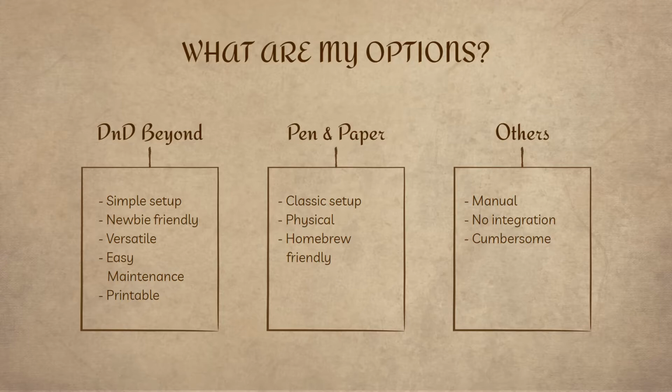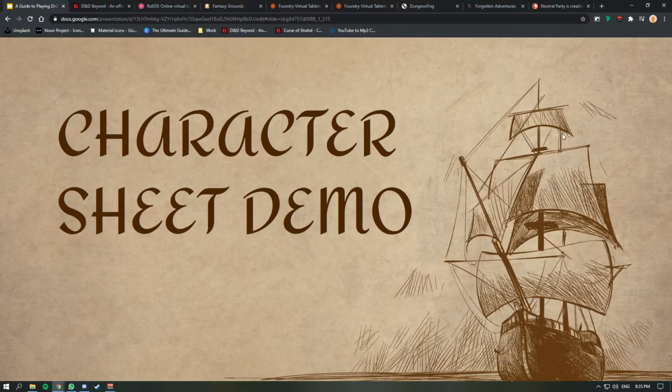And okay, we'll talk about pen and paper a little bit. This is the classic setup. It is physical. It is, however, homebrew friendly. What I mean by that is, if you have some homebrew rules, where maybe you have some special items in your adventure, or just some special rules that you have, it's easy to just jot down notes compared to using an existing platform. But all in all, I would say D&D Beyond, the pros outweigh the cons a lot. And let's go into a short little demo.